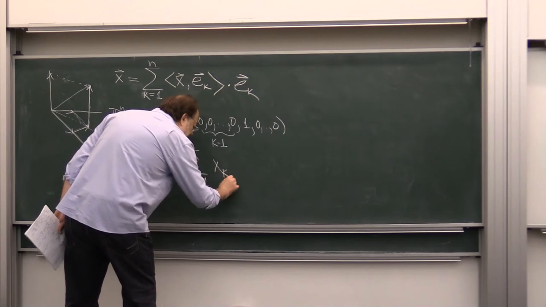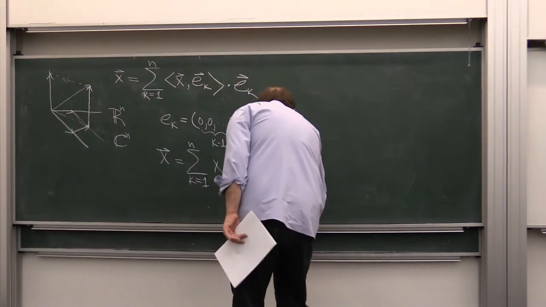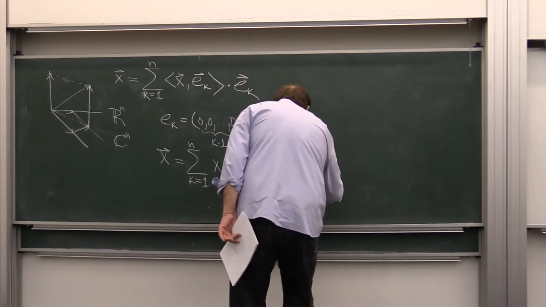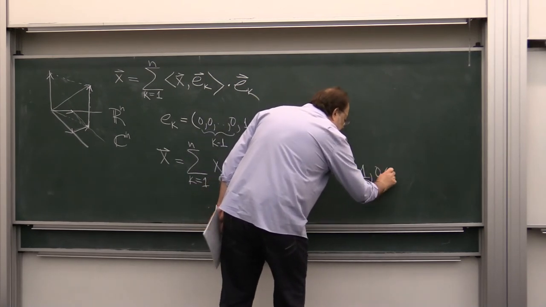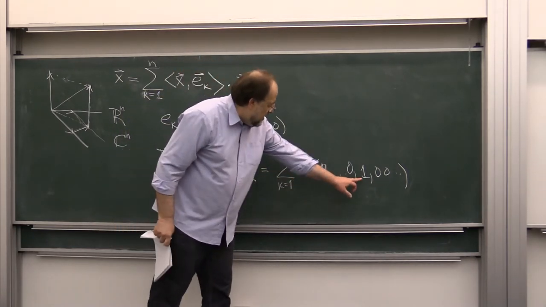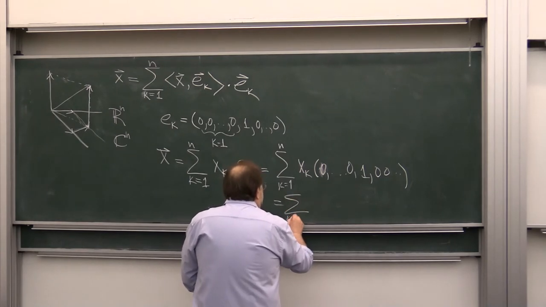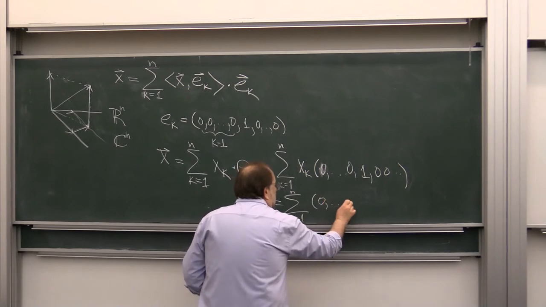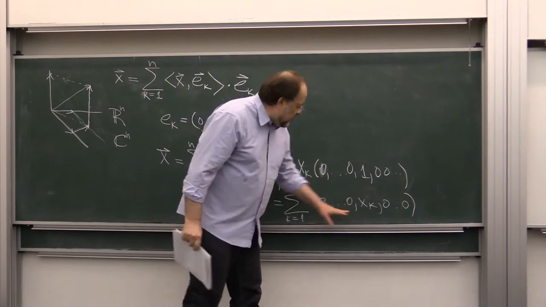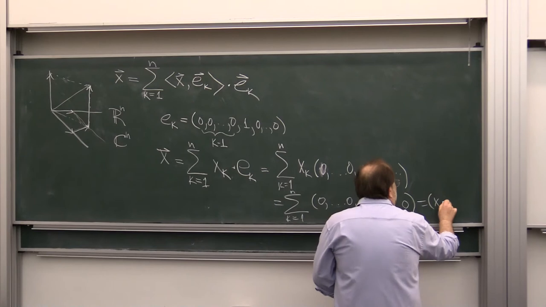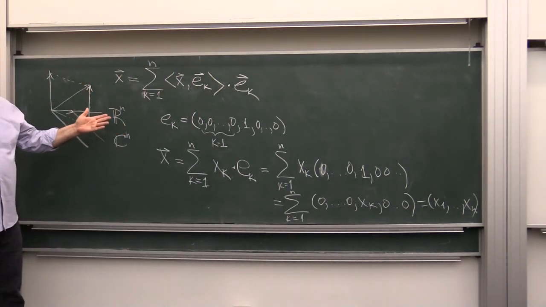So it's just x_k times e_k, which is equal to the sum k from 1 to n of x_k times 0, 0, 1, 0, 0, and so forth. Because when you multiply this vector by x_k, it will produce x_k here. So this is just the sum k from 1 to n of the vector 0, 0, x_k, 0, 0, and so forth. And of course, when you sum all these vectors, you will get precisely x_1 up to x_n. So this is the most usual basis.